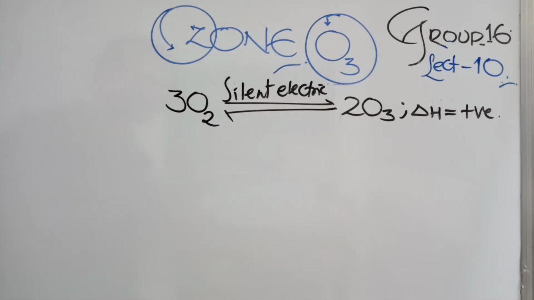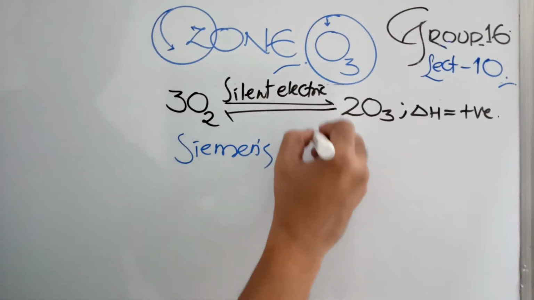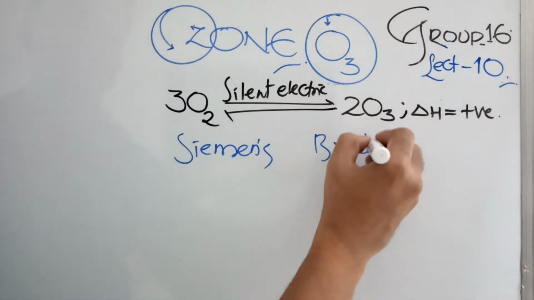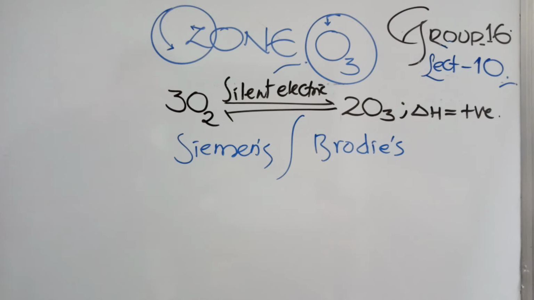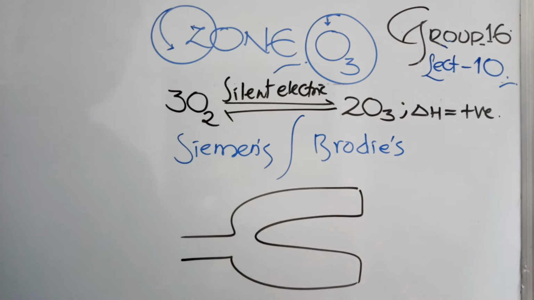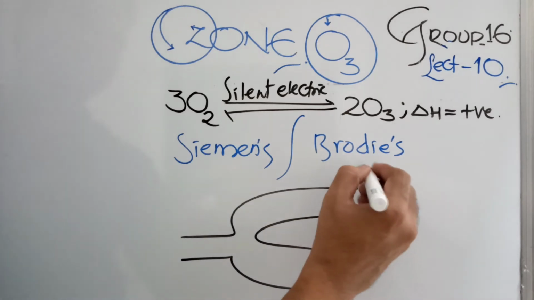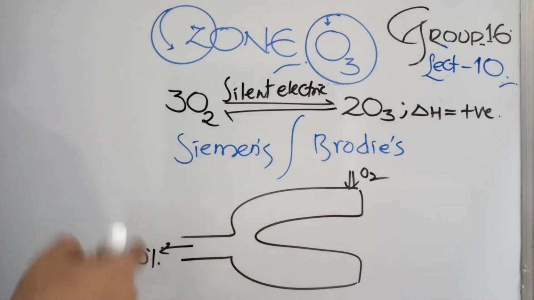Only 10% ozone you are going to get. For this, we have two ozonizers. One is Siemens ozonizer. Second is Brody's ozonizer. The complete detailed methods are not of interest, so we don't want to get into the details. But for an idea, I am simply saying it will be like this. This is called silent electric discharge. From this we will be sending oxygen, and you will be getting 10% ozonized oxygen here.